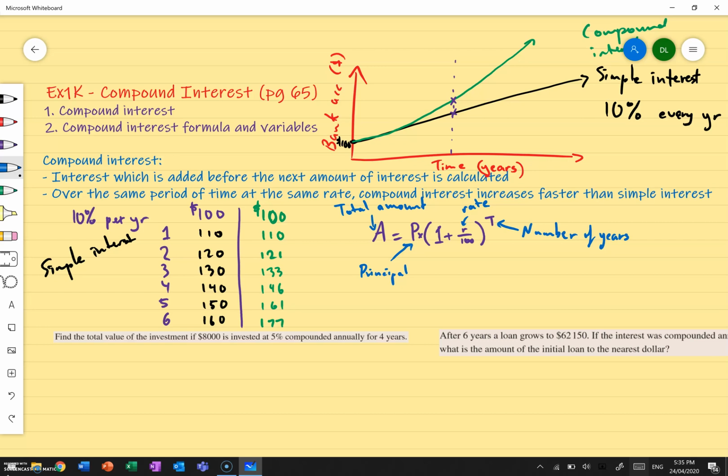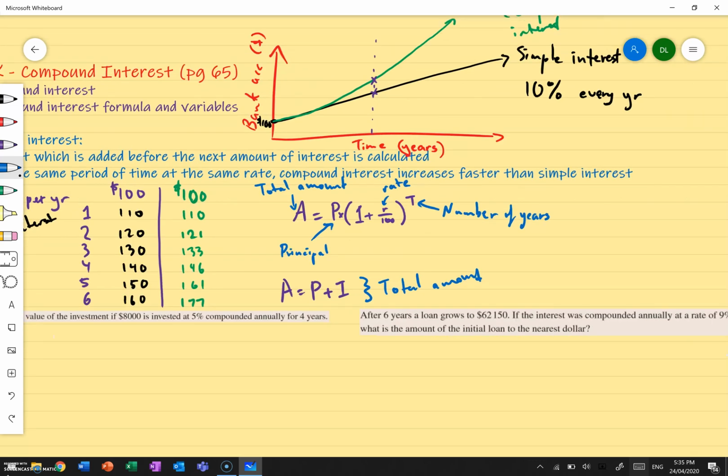So just a reminder of last time, A is equal to P plus I. So in other words, the total amount, so that could be the total amount in your bank account, or the total amount of money you owe, whatever it is, is equal to the original amount of money that you put in or borrowed, plus the interest. The interest accrued just means the amount of interest you owe, or the amount of interest that you earn. So it's the amount of interest plus your original amount equals your total amount.